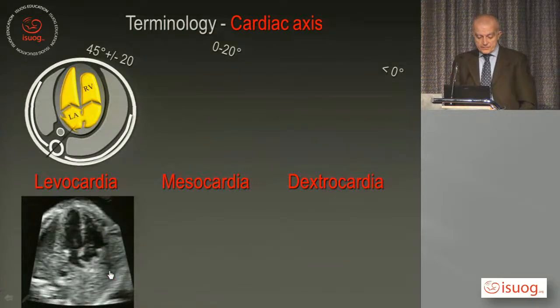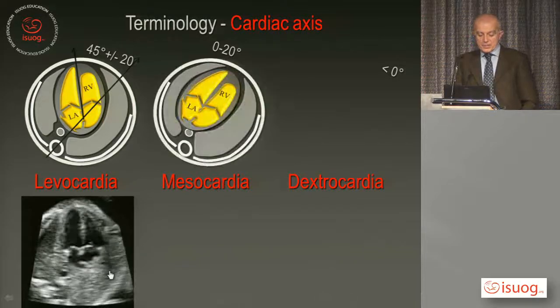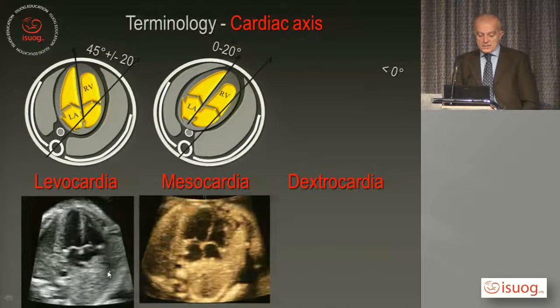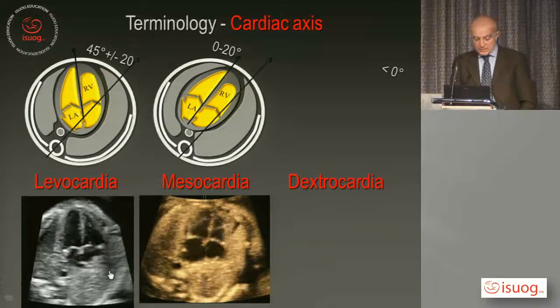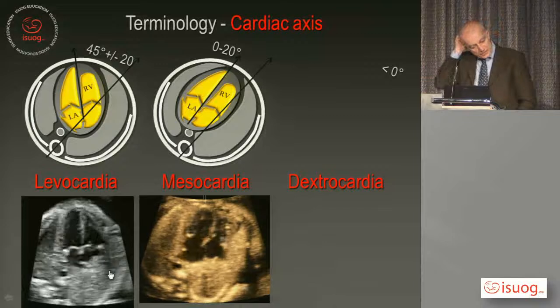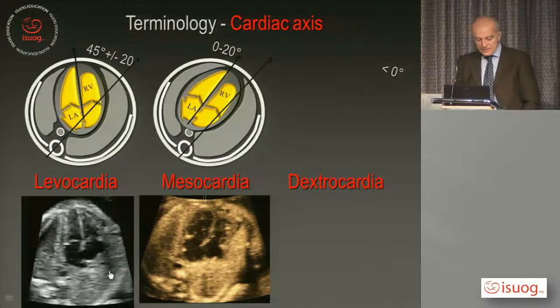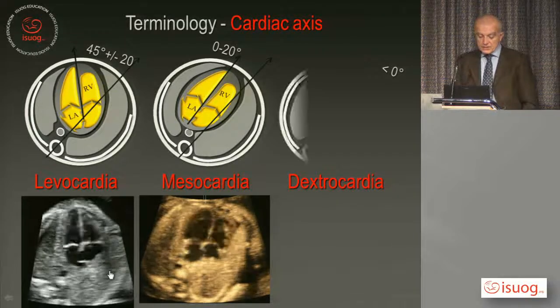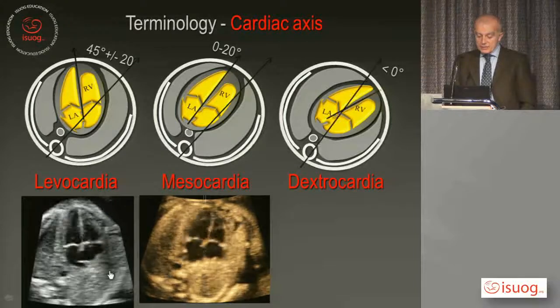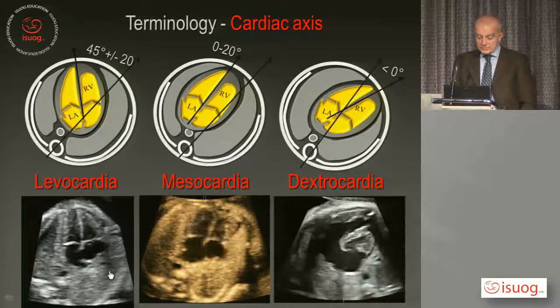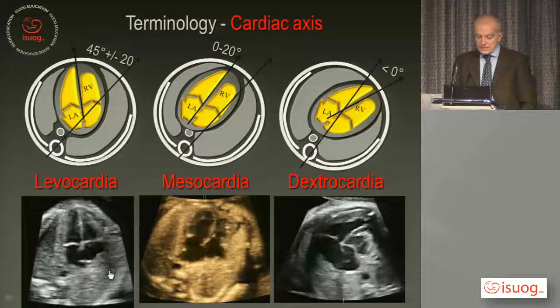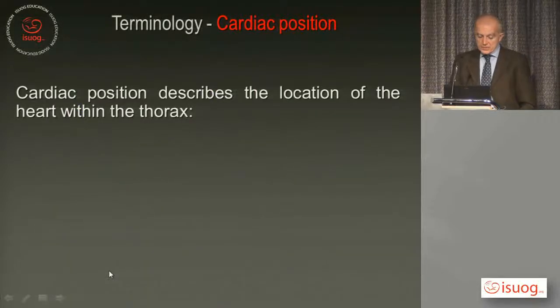So this is levocardia, and you do not need to measure the actual axis unless you have any doubts that it is increased or decreased actually. This is a mesocardia, in which the axis sometimes cannot even be measured because it's 0. Like in this case, it's just a few degrees if you compare the orientation of the septum with that of the midline. And dextrocardia if the apex is pointing on the other side, as in this case. Okay, so this is as far as cardiac axis is concerned.